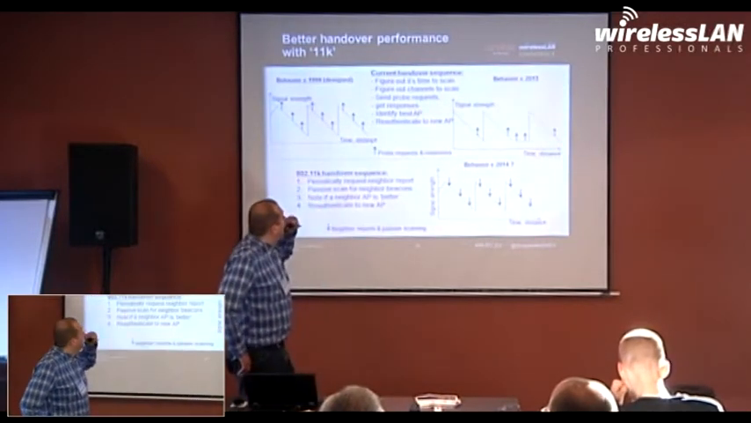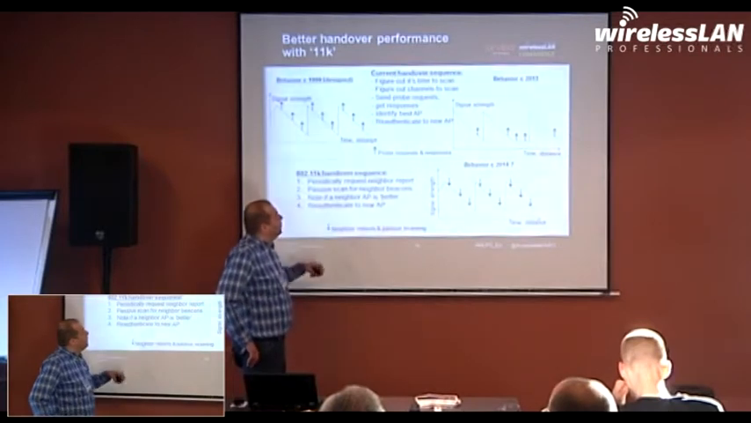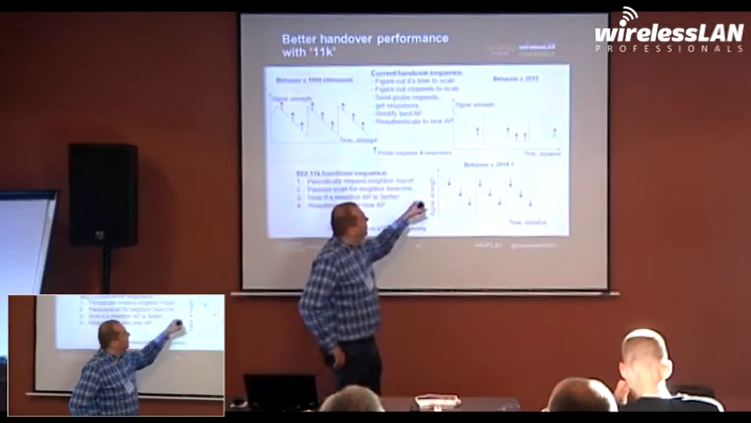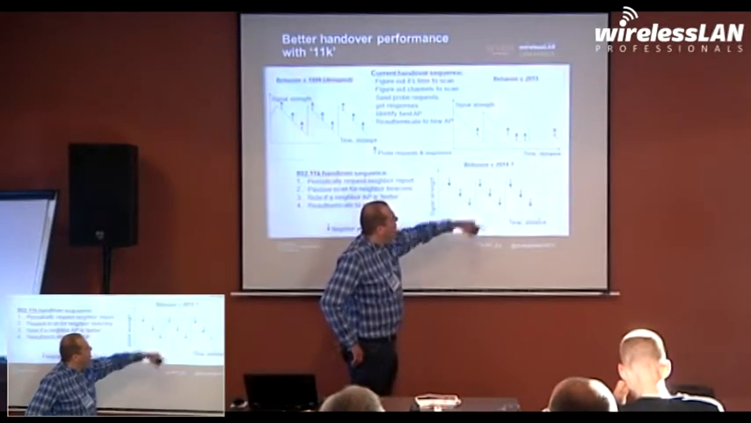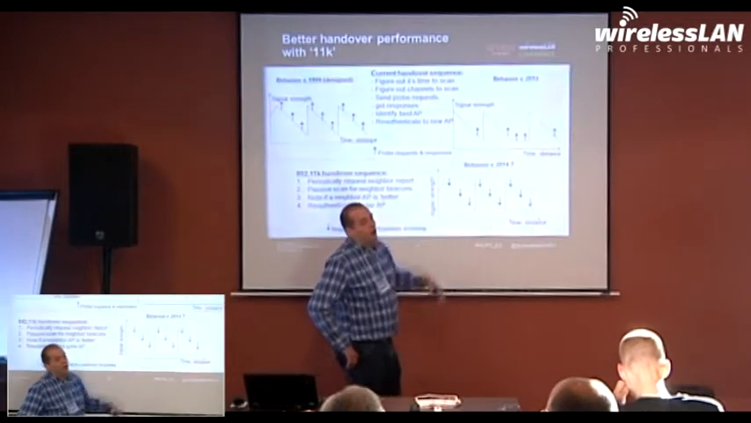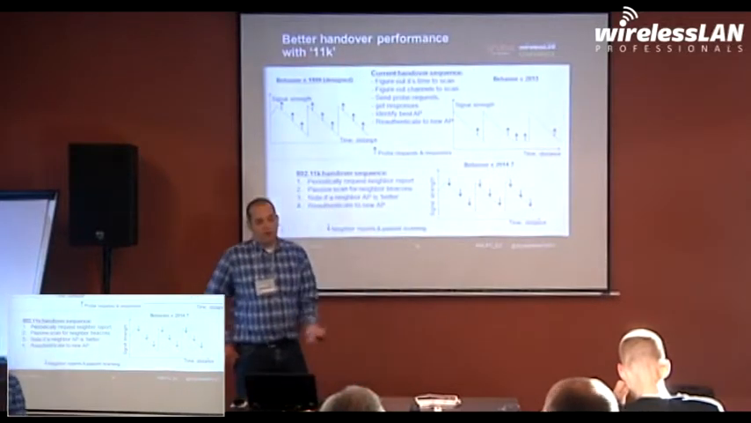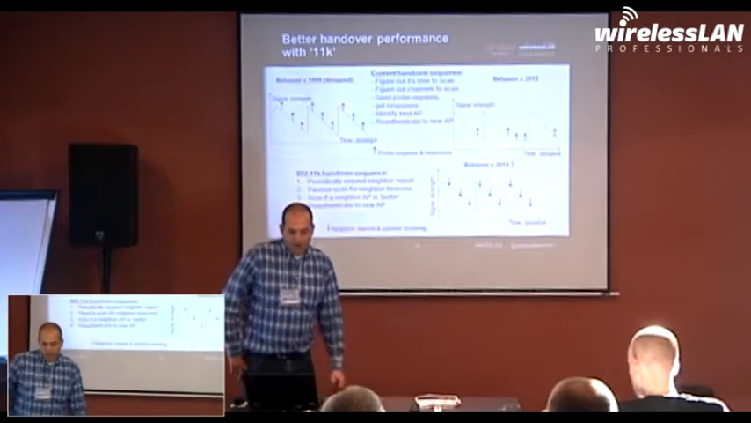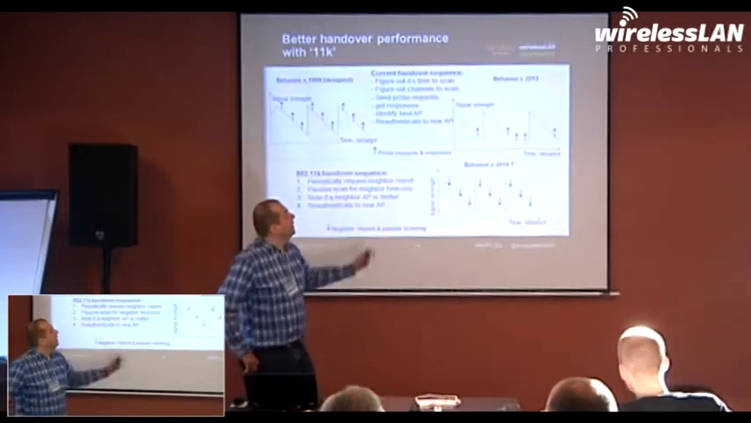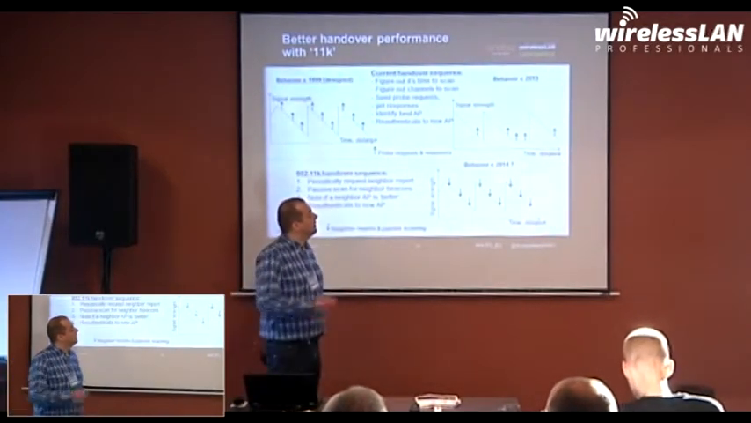With 11K, if deployed correctly, we see the information coming from the network, so no need for the client to fetch that information. It's just available for the client and can use it to make that roaming decision.